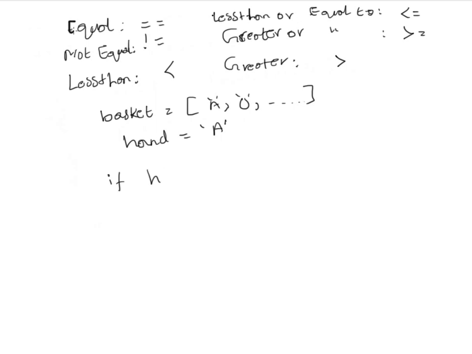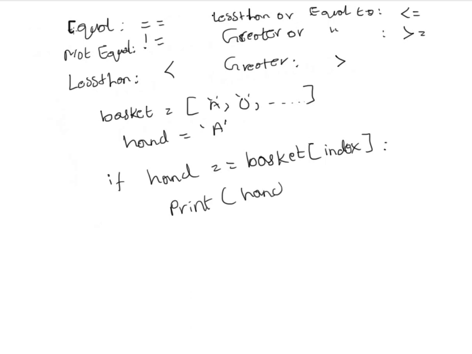If hand equal basket, so we have to go through each item inside the basket, and that will be the index counter, right? And then it's gonna go through each item there. And this is how the print statement works in Python. So we will print what we have in our hand. If we have one, we'll print it.